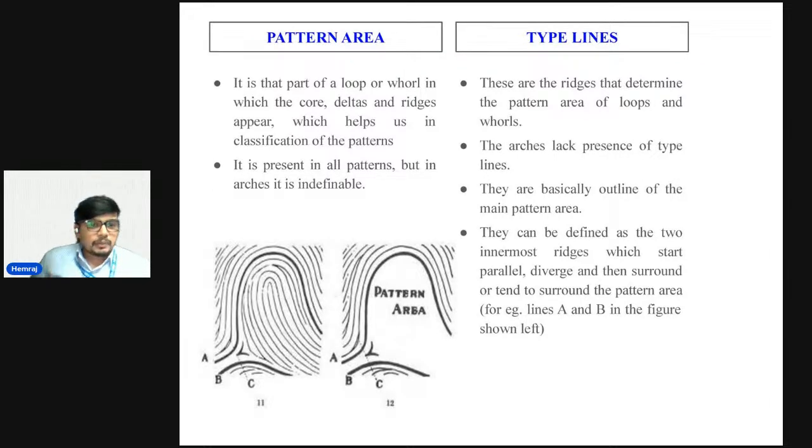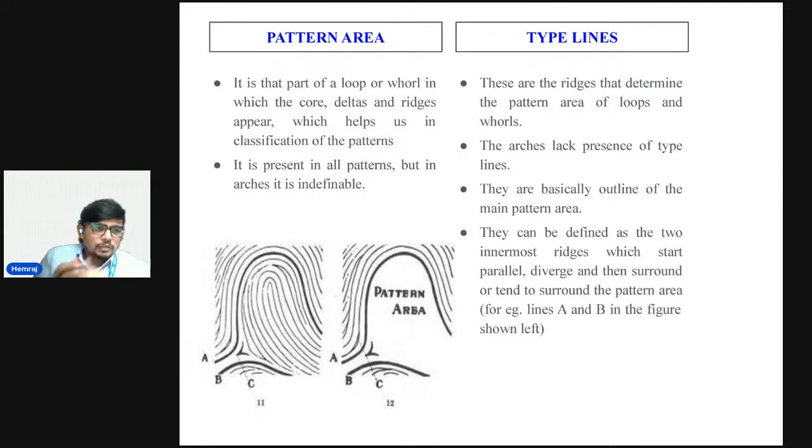Okay, first is the pattern area. It is the part of the loop or whorl in which the core, delta, and ridge appear, which helps in the classification of pattern. There is a lot of technical detail written here, which you should not be concerned about. But if we say the pattern area, it is simply the visual representation of the fingerprint. That is the pattern area.